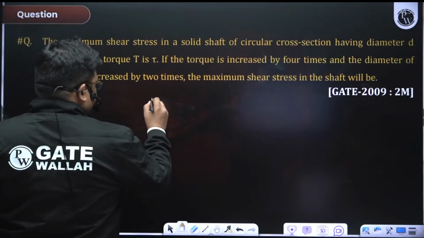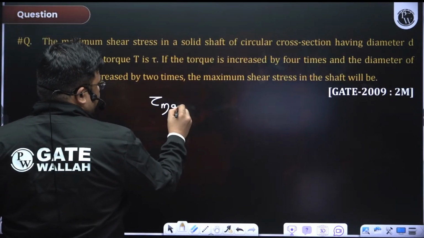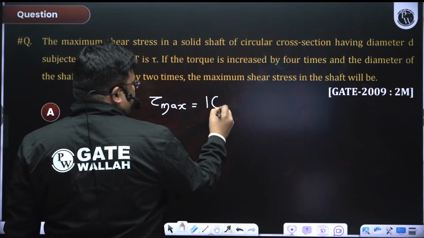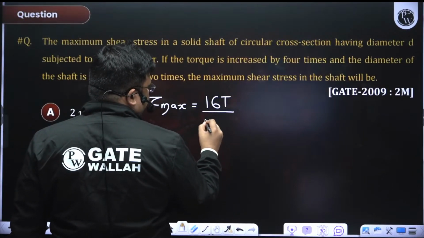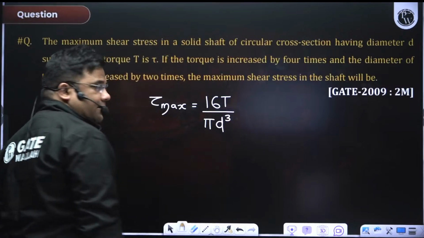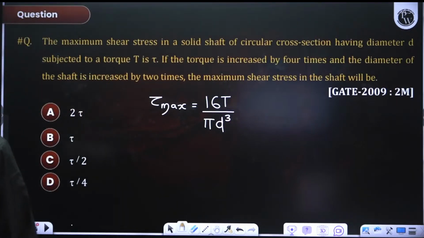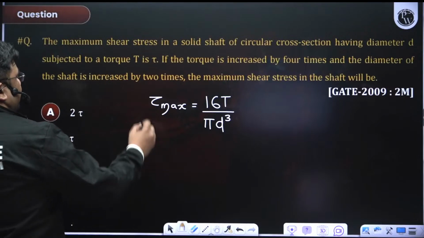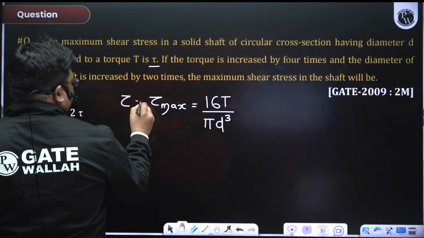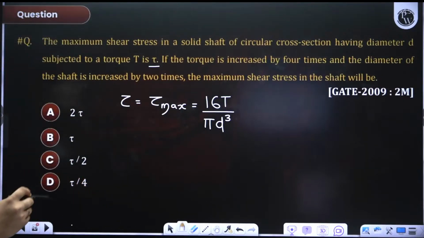Yesterday we discussed, and we also know that the formula for maximum shear stress due to torsion on a solid shaft is 16T by pi d cube, right? This is the maximum shear stress formula. Yesterday, those who attended the session, we revised this formula. So they ask a lot of questions from this formula. It is written that the maximum shear stress is tau. So tau is equal to this value when the diameter is d and the torque is T.